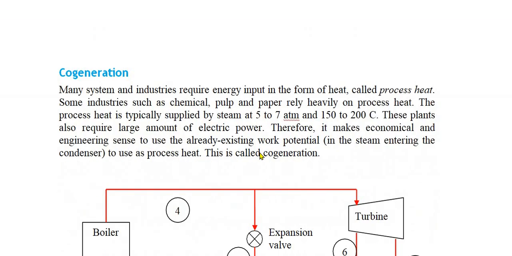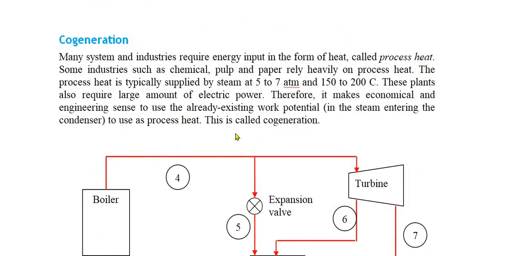Now just from the knowledge point of view, cogeneration, very simple. Some plants require power as well as heat. Some plants require only power. If you take an example of the paper industry, pulp industry, chemical industry, they not only require the power, but they also require the heat. So at that time they will go for the cogeneration plants.